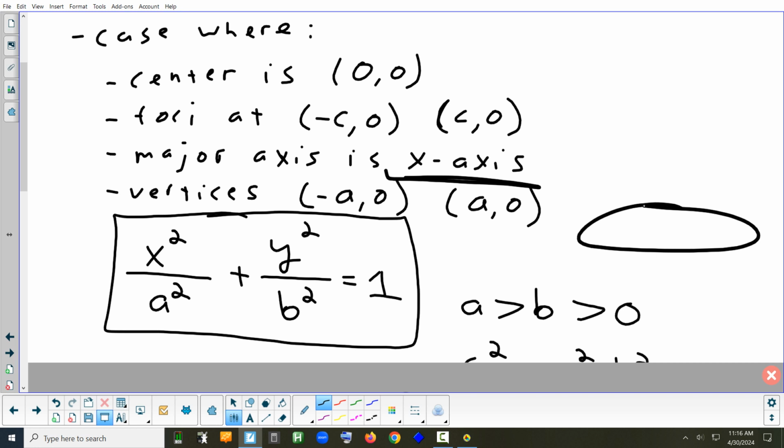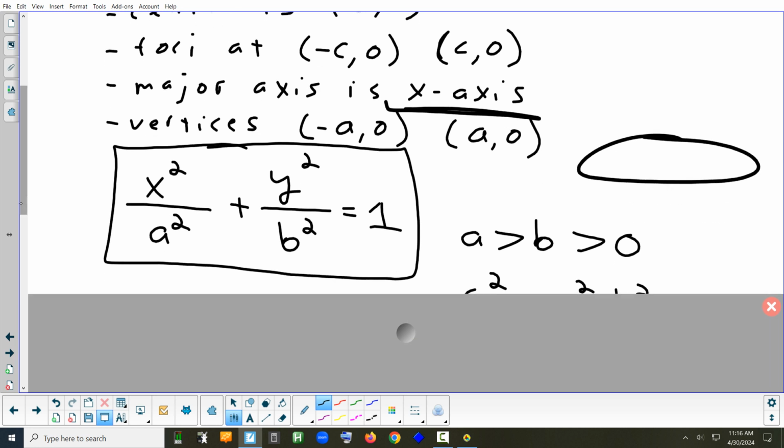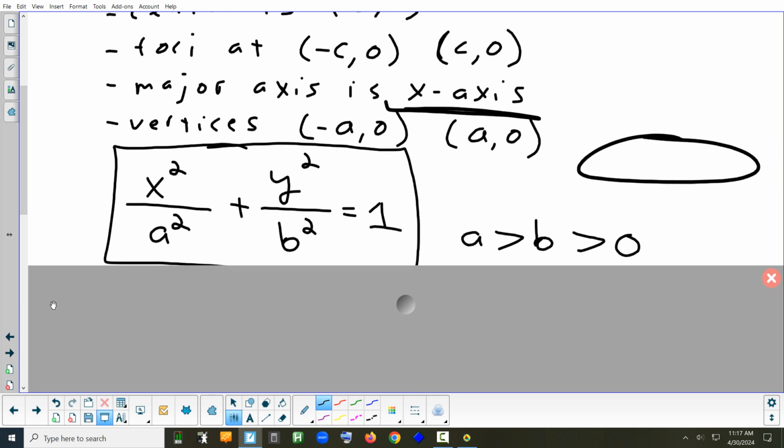So the foci are C units left and right of the center. The vertices are A units left and right of the center. Okay, a couple things about A and B. First of all, A always has to be bigger than B. That's a rule with ellipses in this formula. A is bigger than B, and B is bigger than 0. So in other words, A and B are always positive, but A has to be bigger than B.